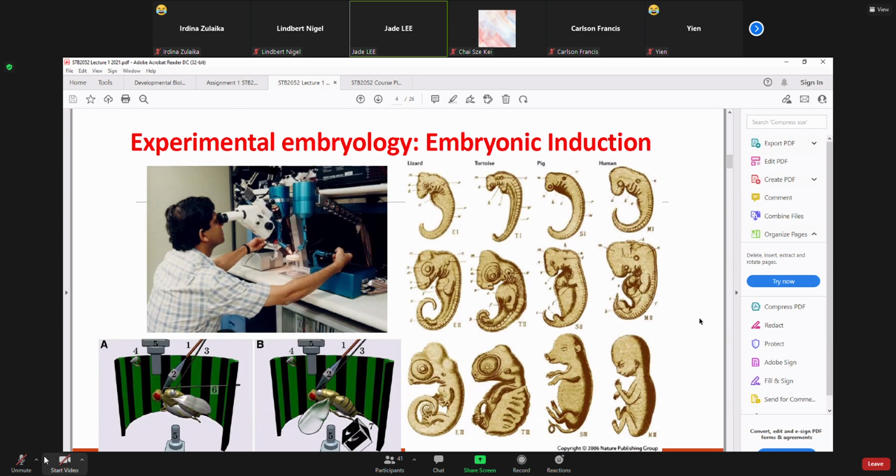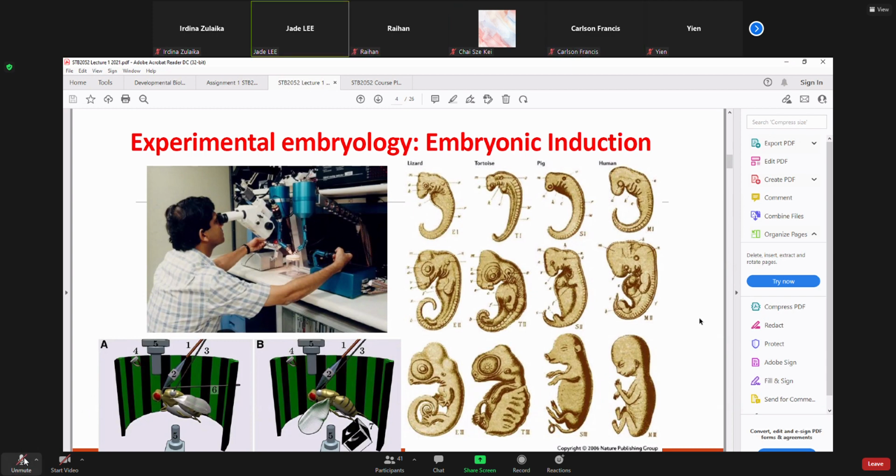At some point, isn't it? Of life. Yeah, we all have tails. Do you agree with that? Yes, at some point. At some point.